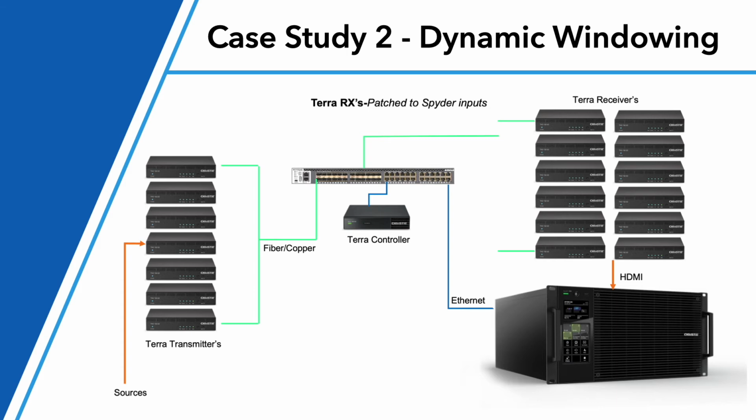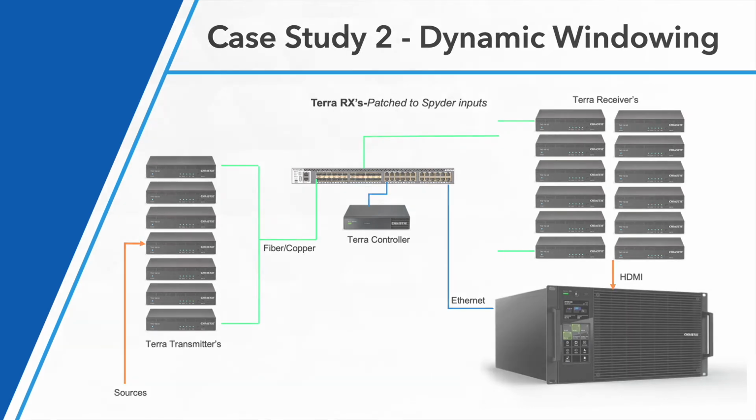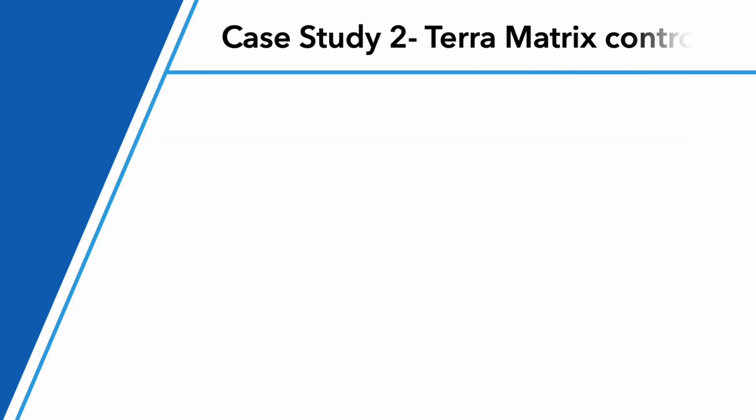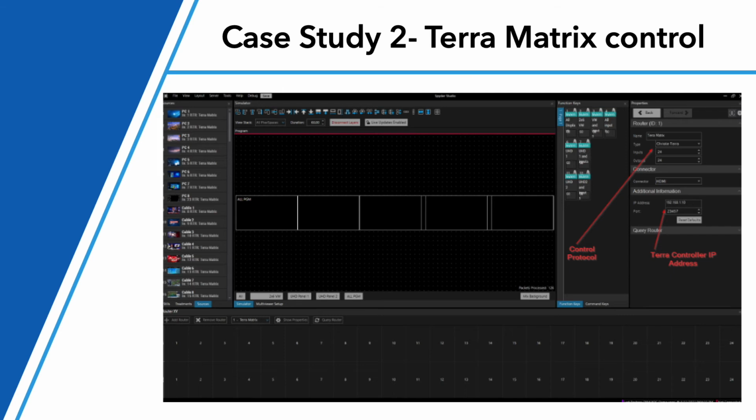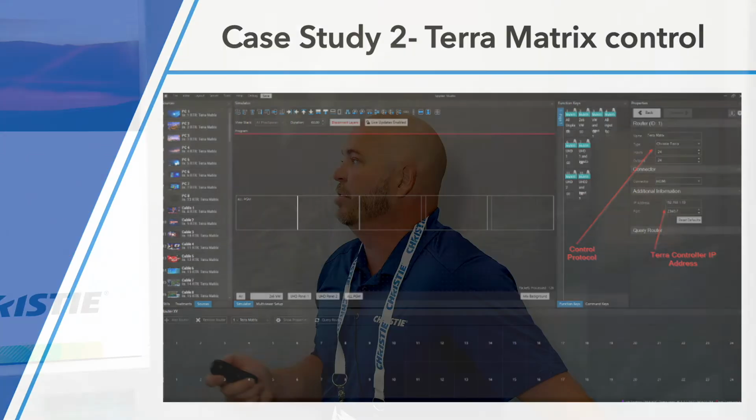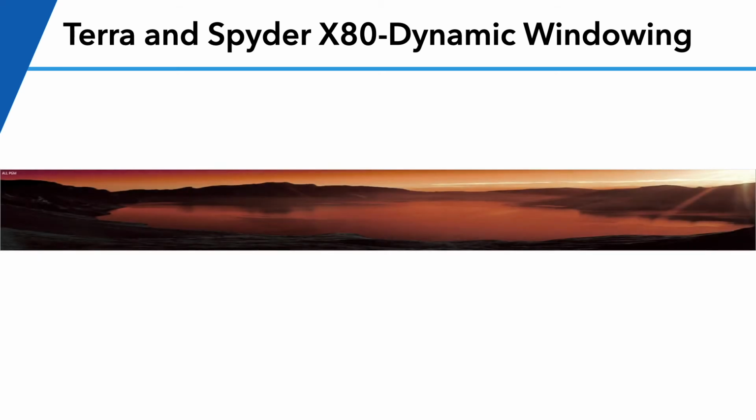Transmitters, Terra controller, your network switch, your receivers go into the inputs of the Spider. Now I can route Terra transmitters or sources to the Spider. Use our protocol, Christie Terra. Inside of our Spider software, we can totally control that matrix router, and now we get the capabilities of doing this type of experience for the customers when they want to have that dynamic windowing dashboard video wall.